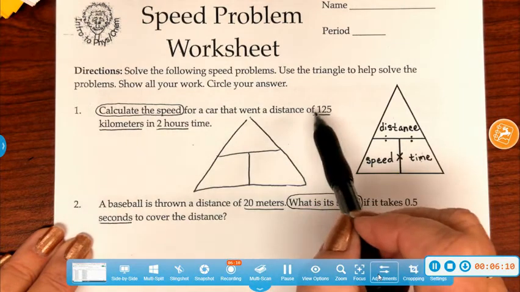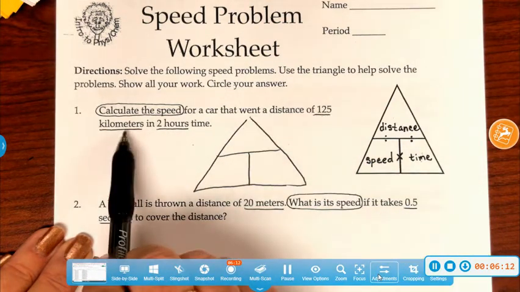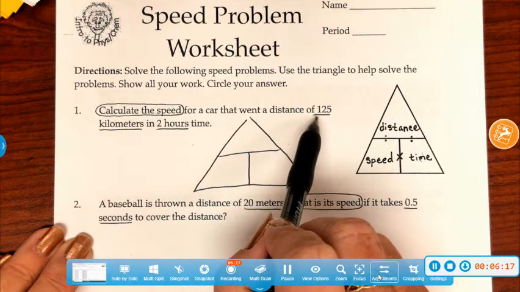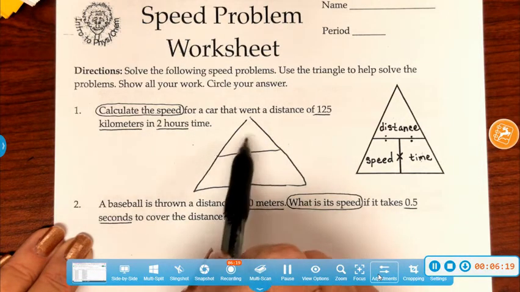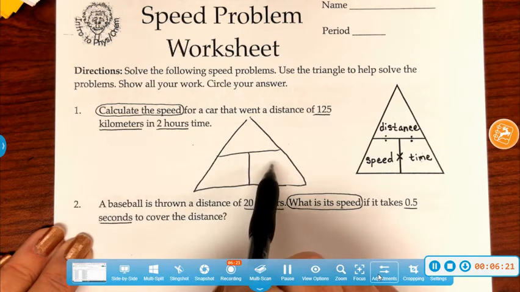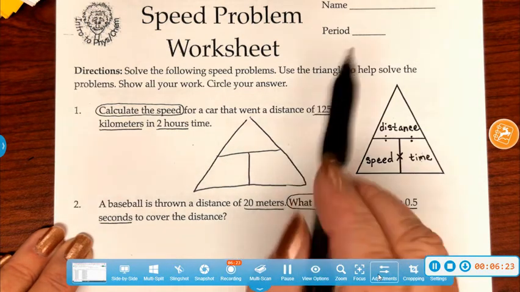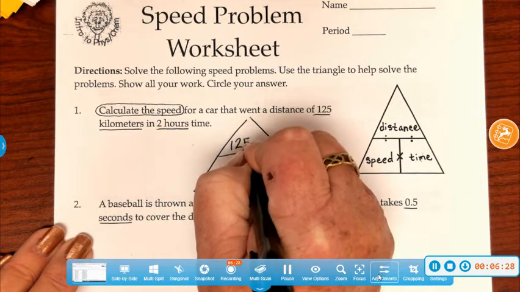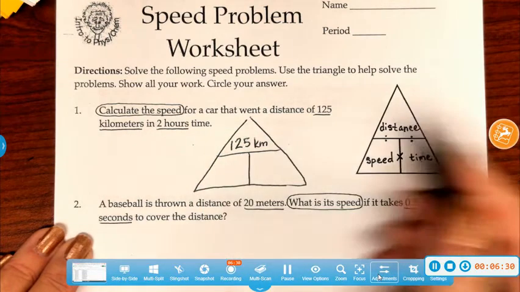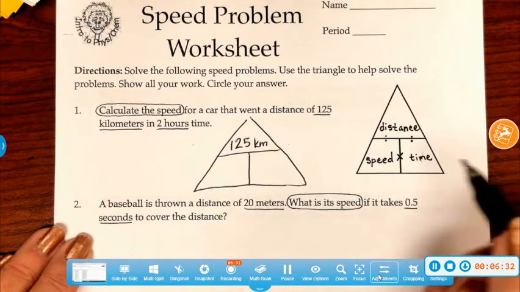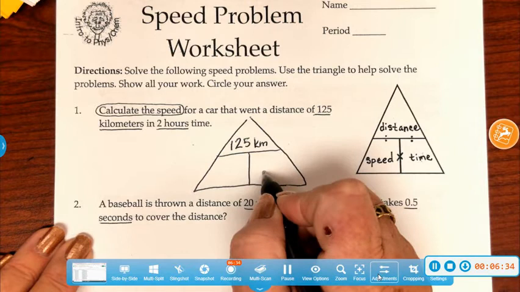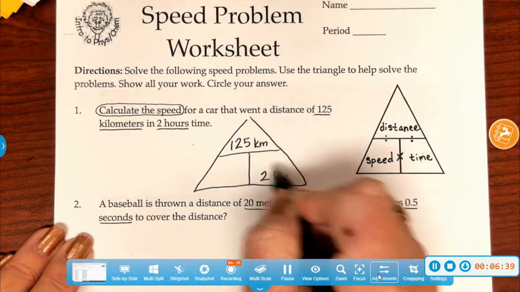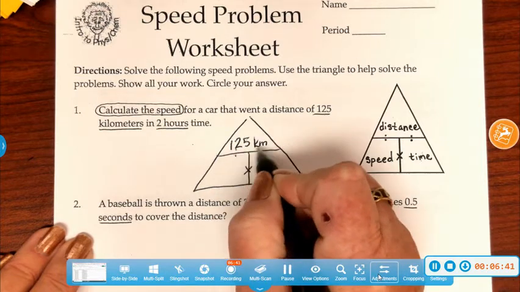Look at the numbers that we have available here. 125 kilometers and 2 hours. Where would 125 kilometers go? Top, left, or right? 125 kilometers, that's a distance, so it goes on top. So I'm going to just write in 125 kilometers. Where does the 2 hours go? Time. Yep. So I'm going to put 2 hours down here. Remember, this means times, this means divide.